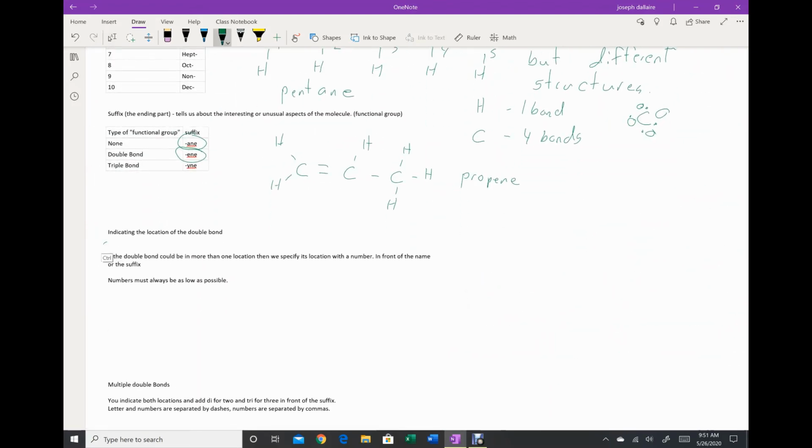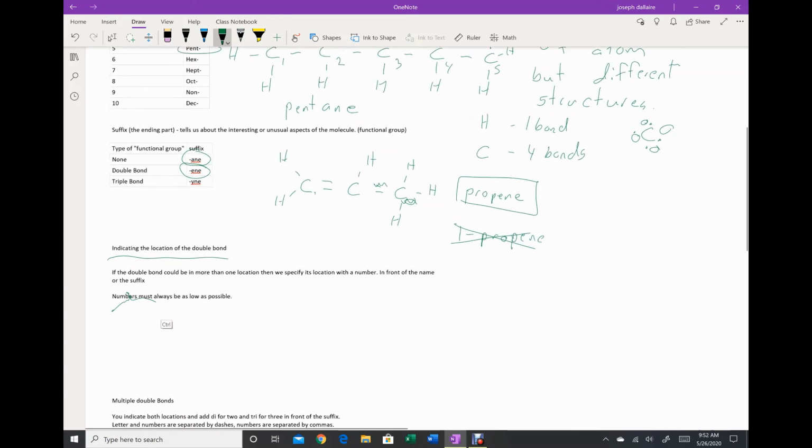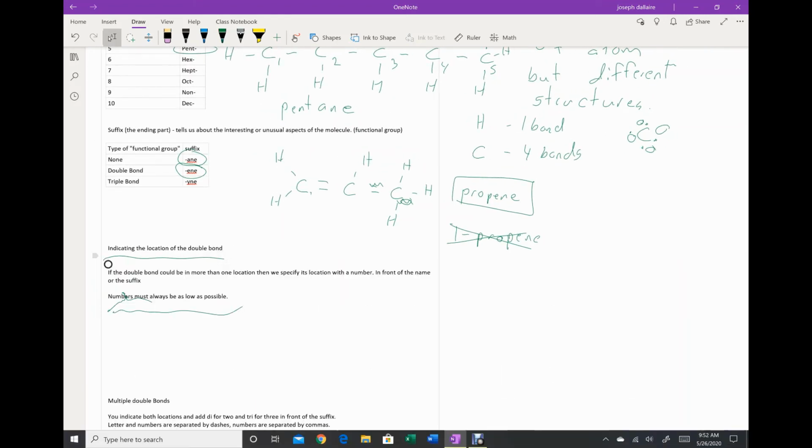So we do need to indicate the location of the double bond or triple bond. We don't if there's only one place for it. See, there's no such thing as 2-propene. No matter if the double bond had been here, you would have just counted from this end. So because that double bond can only go in one location, I don't have to call this 1-propene because I don't need to specify. There aren't other possible options. This is the only option. But if the double bond can exist in multiple different locations, we indicate its location. We put it either in front of the name or the suffix, and we keep the numbers as low as possible.